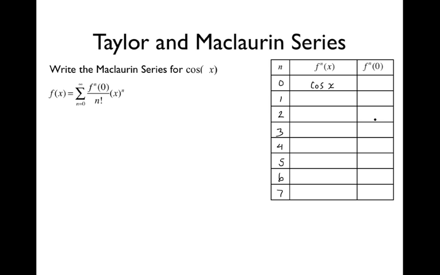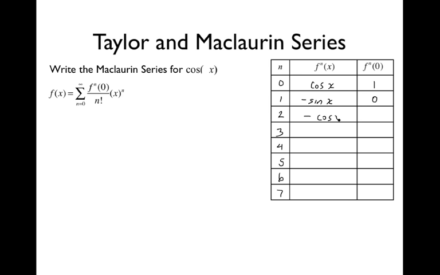So what is the function evaluated at 0? What's cosine of 0? 1, right? Cosine is the x coordinate on the unit circle. Angle 0 means pointing along the positive x-axis, so the x coordinate is 1. Now we take the first derivative of cosine. It's negative sine x, evaluated at 0, which is 0. The second derivative is going to be the derivative of that.